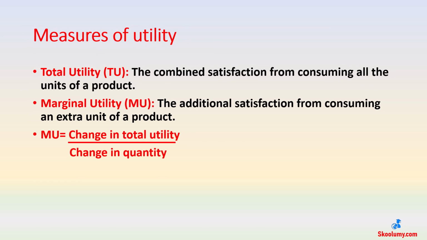Measures of utility. Total utility is the combined satisfaction from consuming all the units of a product. The extra satisfaction that comes from consuming an additional unit of a product is known as marginal utility. The formula for calculating marginal utility is change in total utility divided by change in quantity.